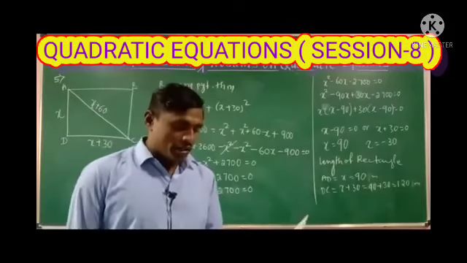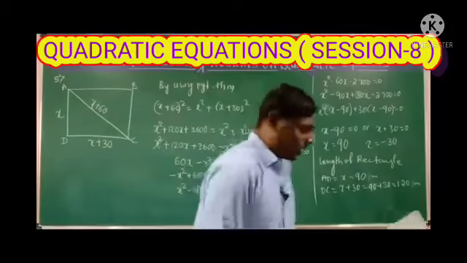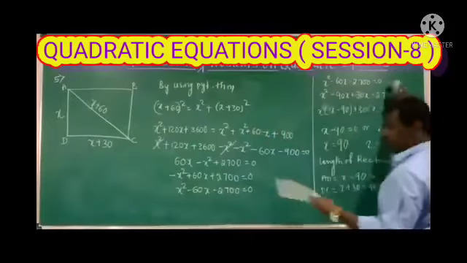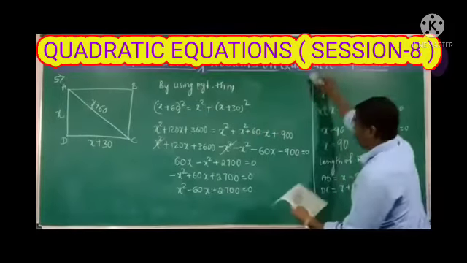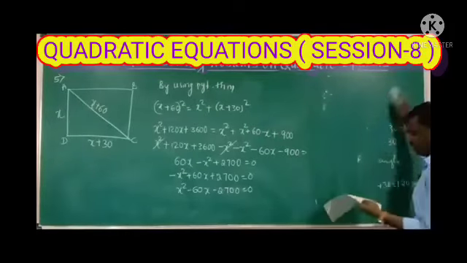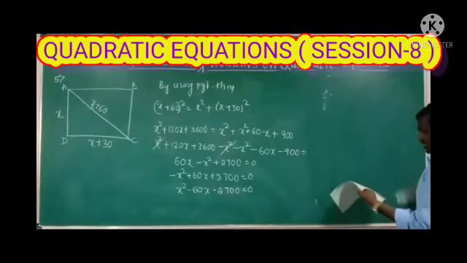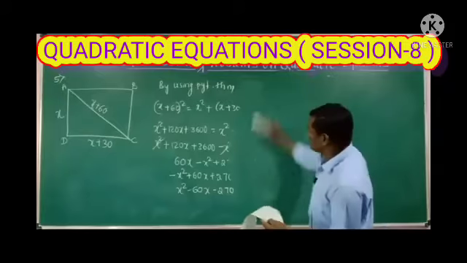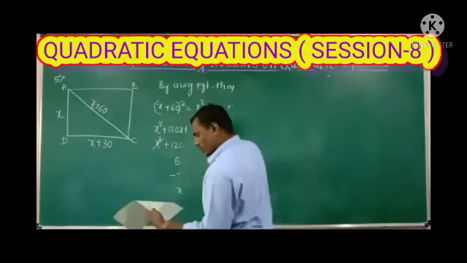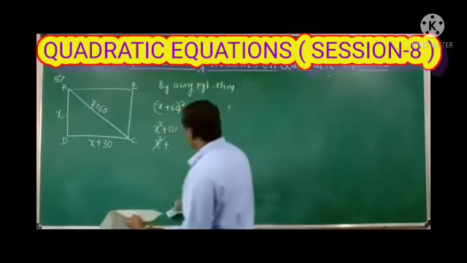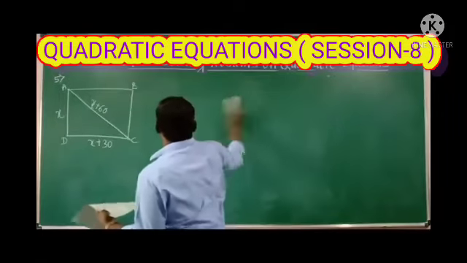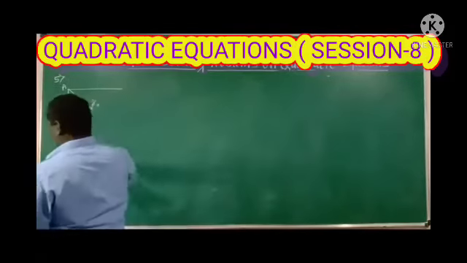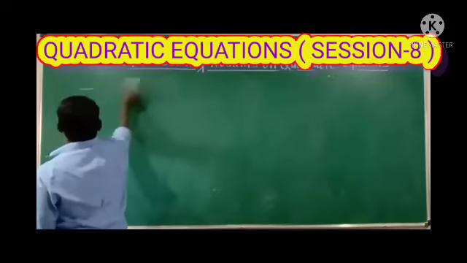The perimeter of the rectangle is 104 meters and its area is 640 square meters. Find its length and breadth.